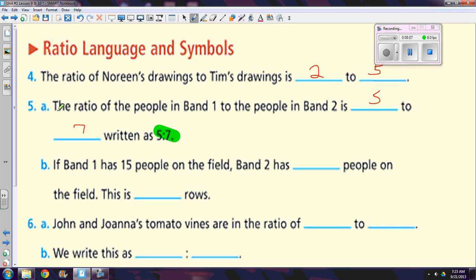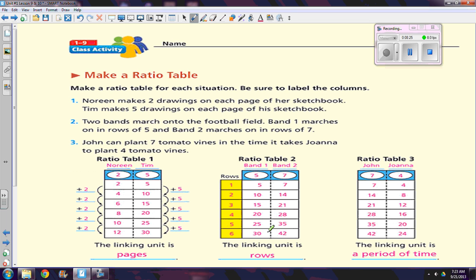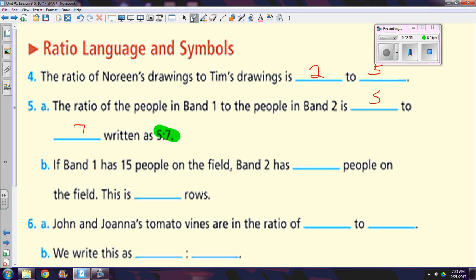And then 5b, still looking at table 2, if band 1 has 15 people on the field, band 2 has how many people on the field? This is what row? So if you look at 15 for band 1, so let's go back to the table, 15 for band 1, then band 2 would have 21 on row 3. So you have 21 people on the field. This is row number 3.